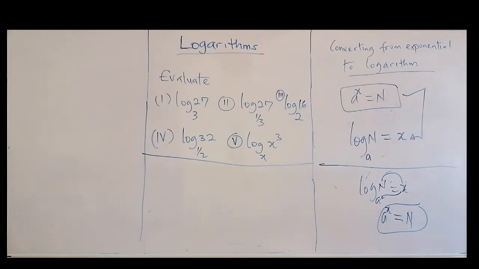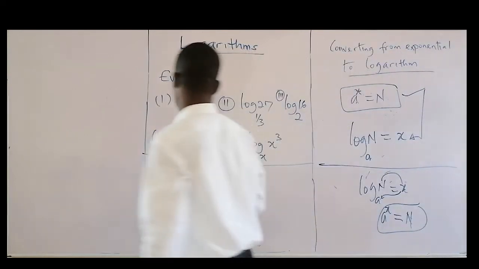Exponential to logarithm is very simple. Look at what you have here: a to power x equal to n. So your equal will be equal to log n. The base of that power will be your base of the logarithm, and that power will be equal to that. So let's see the solution to this problem.